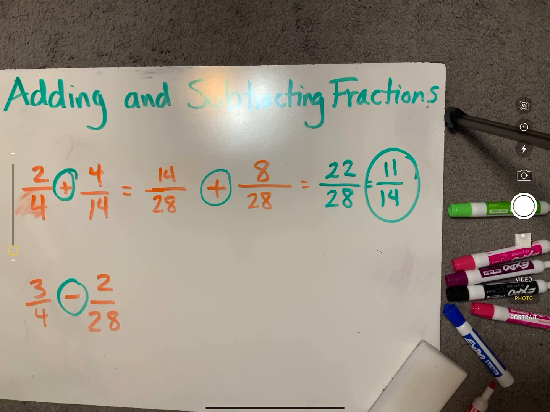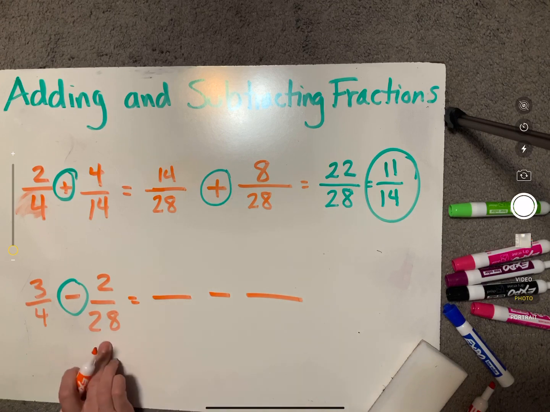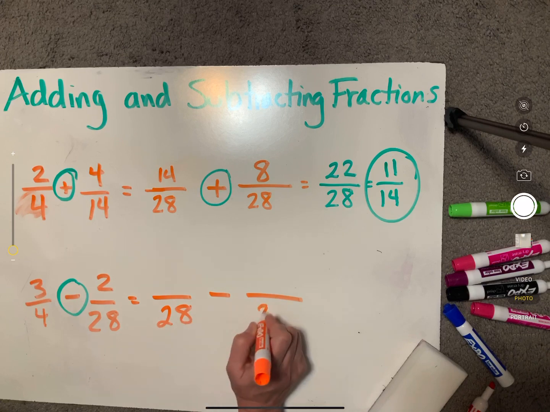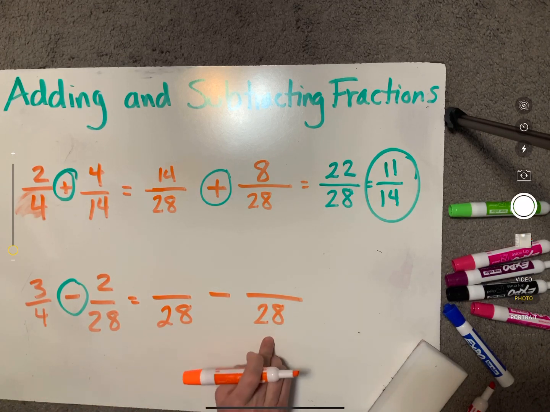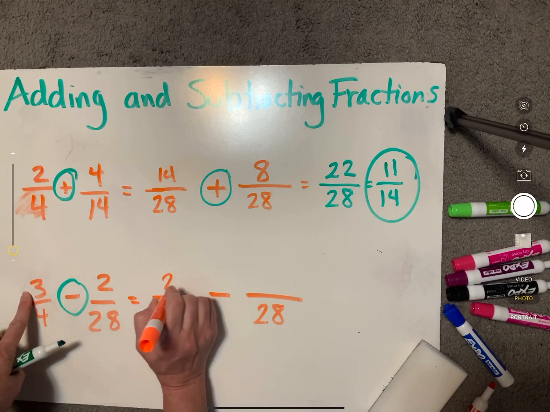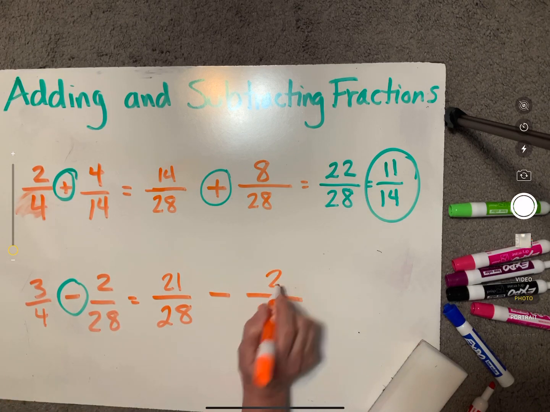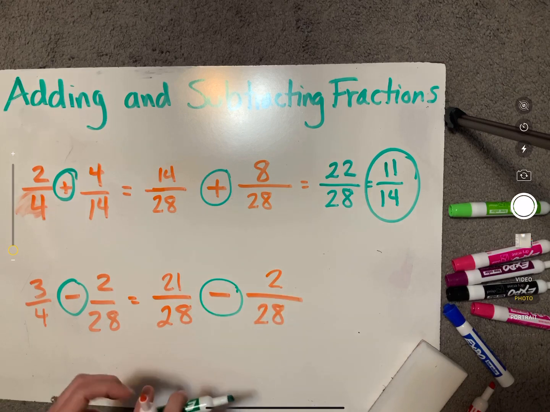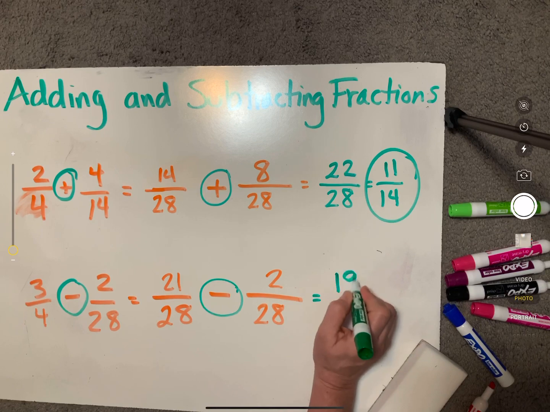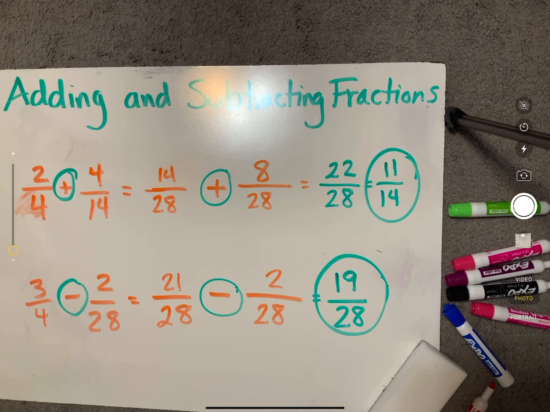All right, next one. So 28. 4 does go into 28. Wow, we've got a common denominator of 28 in both of these. Awesome. So 28 and 28. Now, 4 times 7 would be 28. 3 times 7 would be 21. 28 times 1 is 28. 2 times 1 is 2. Now remember, we are subtracting. So 21 minus 2 would be 19 28ths, and that is our lowest terms answer.